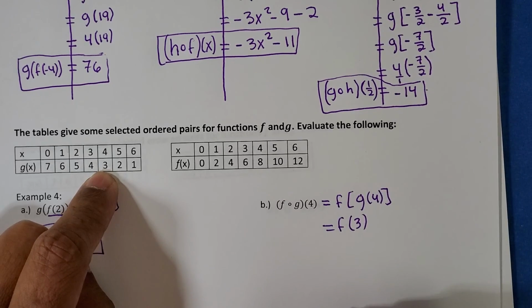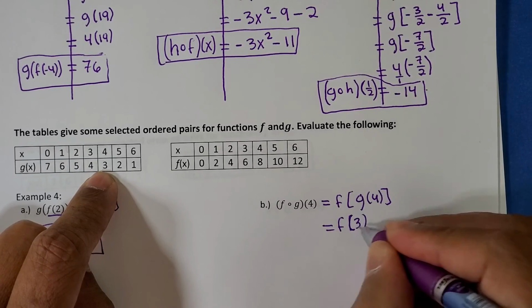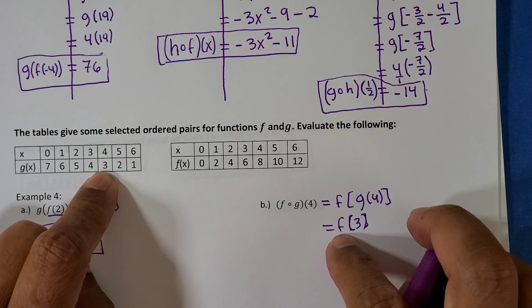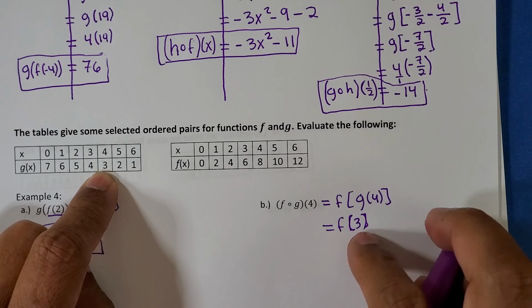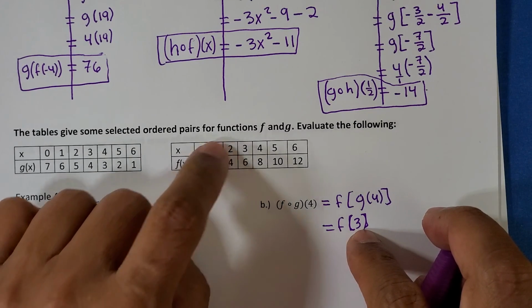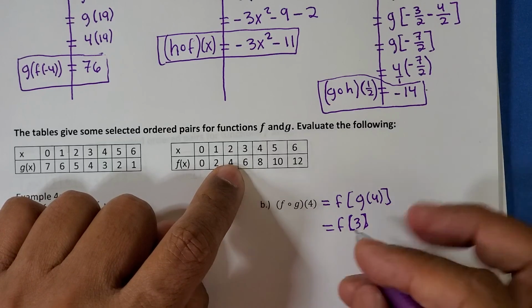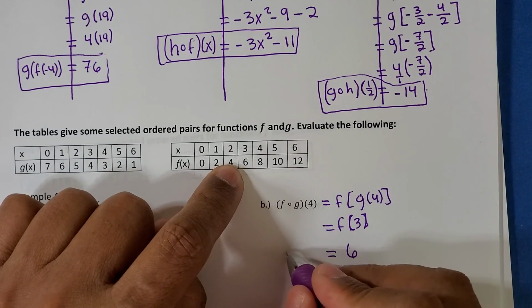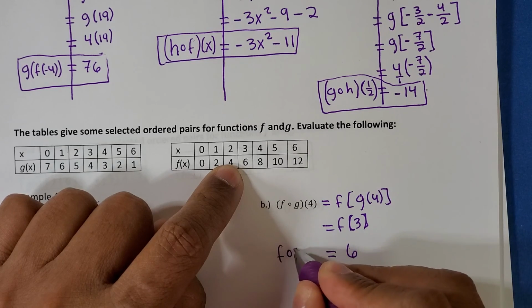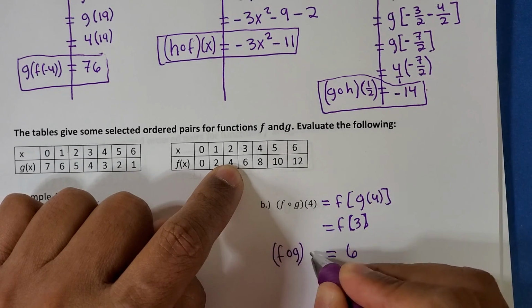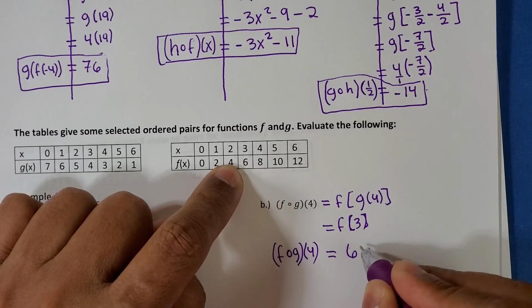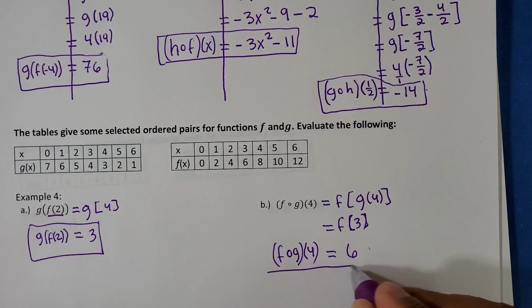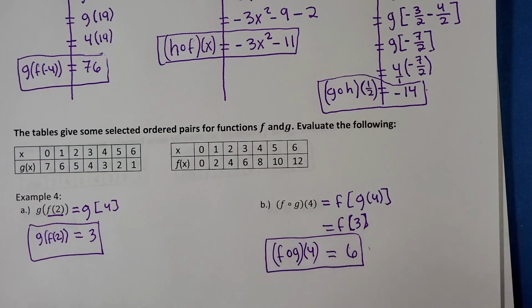Now we look at the function f, and we're looking for where x is equal to 3. So f of x, x is equal to 3, then the answer for this one is going to be 6. So then f composed of g of 4 is equal to 6. And that's the answer to this problem.